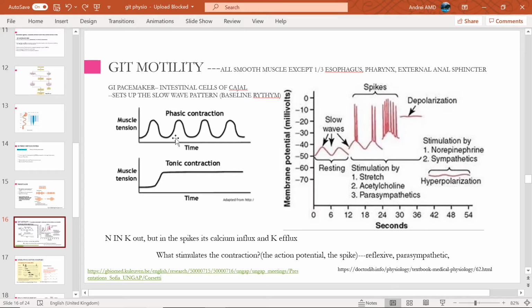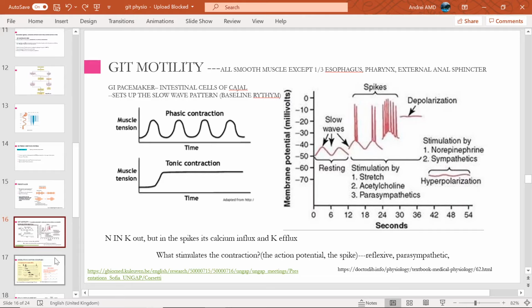What I wrote here I already said. So what stimulates the action potential? Parasympathetic tone, the vagus nerve releasing acetylcholine, and stretch itself is also a stimulus to activate serotonin and cause these local reflexes. So that's this.